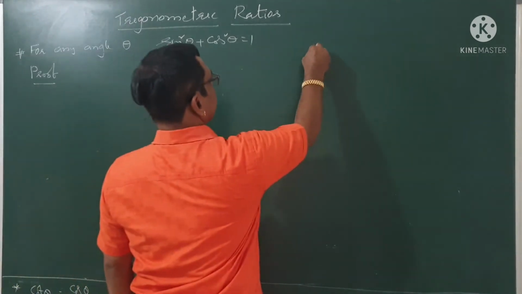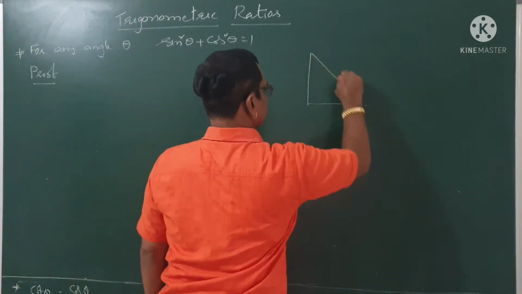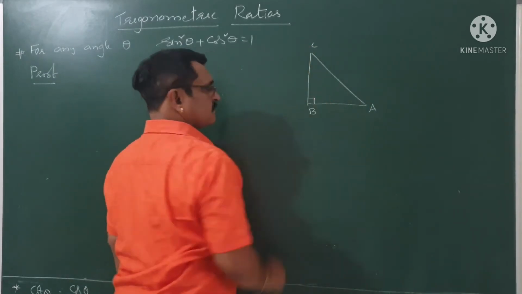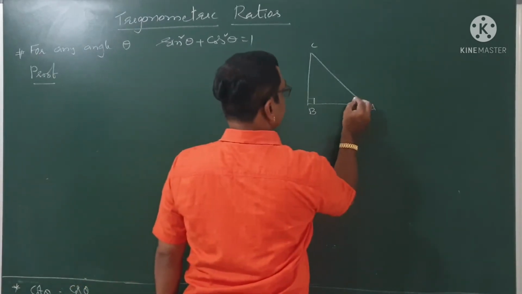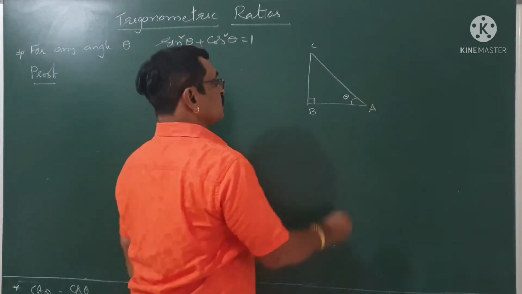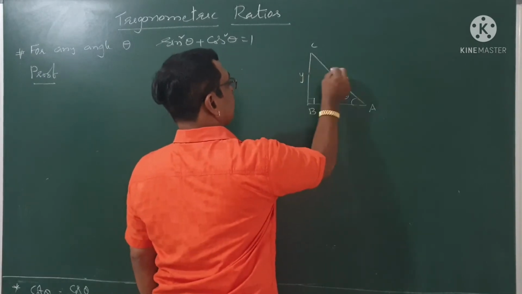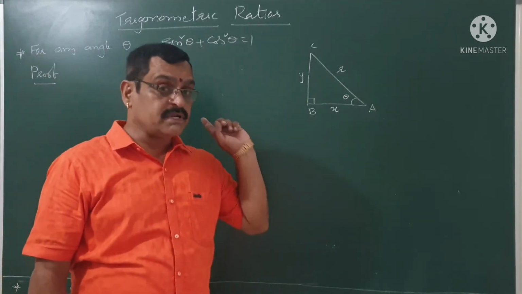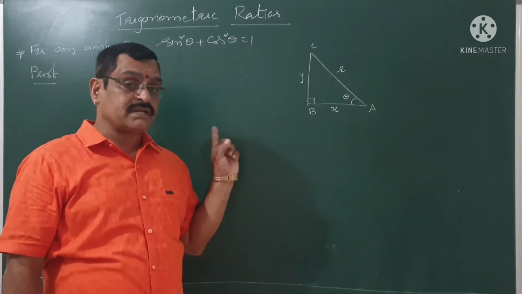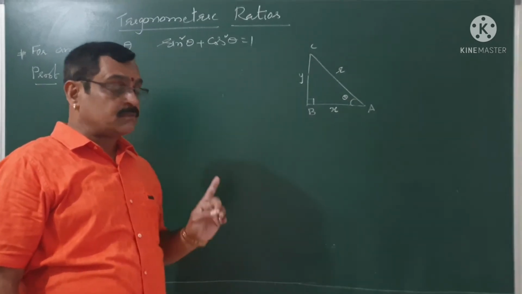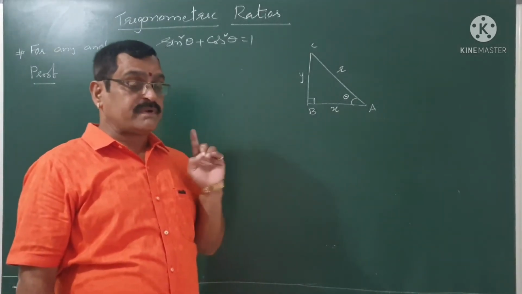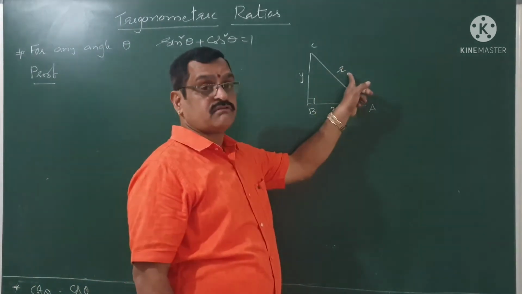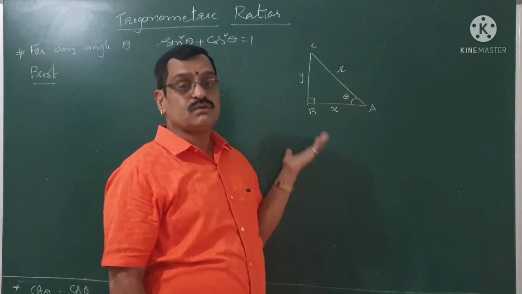Consider a right angle triangle A, B, C. Right angle is at B. Let angle A be equal to theta. As usual, this length is x, this is y, and this is r. Now this is a right angle triangle. Immediately you can apply Pythagoras theorem. Pythagoras theorem is applicable for right angle triangle. What is the Pythagoras theorem? The square of the hypotenuse is equal to the sum of the squares of the other two sides.